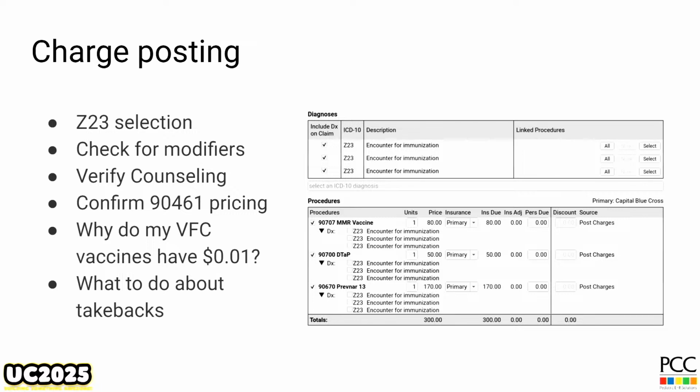All right, so charge posting. When you're doing your charge posting, we know Z23 is what a vaccine is. You can select it in your configuration so that it always shows Z23. Some people like to do it on the encounter form once. If you do it for every vaccine, it lumps it all together and only sends it out once. If you see 12 on there, don't worry about it.